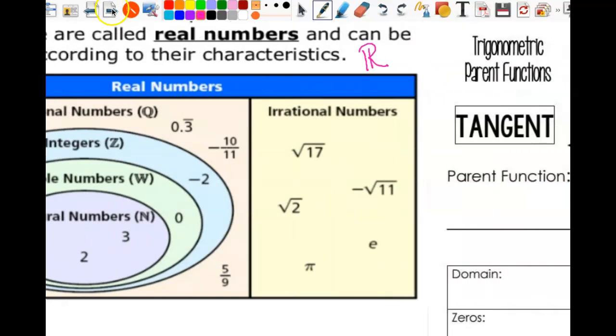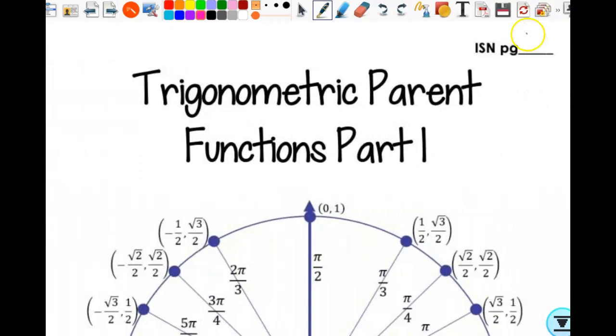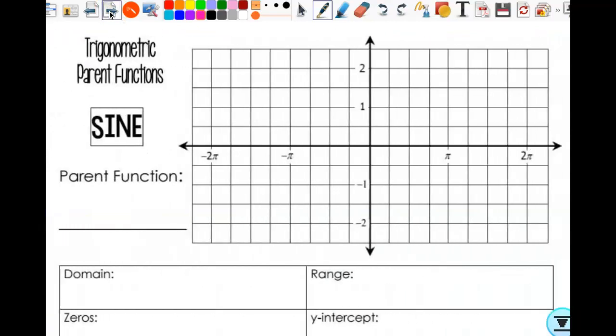All right, so mine's in a little bit different order than yours is. So this is the front. This is going on page 89. All you have to do is put the ISN page on there. And let's talk about sine, okay? We're going to have parent functions, just like we did for everything else. We basically created our parent functions today with the fettuccine. So our parent function, f of x, is equal to the sine of x. Our input is an angle measure. Our output is a sine value, all right?